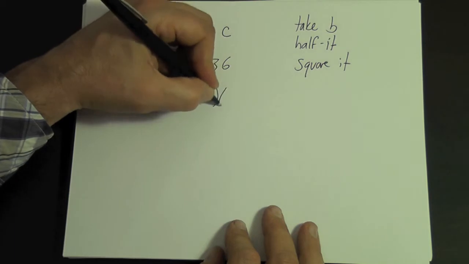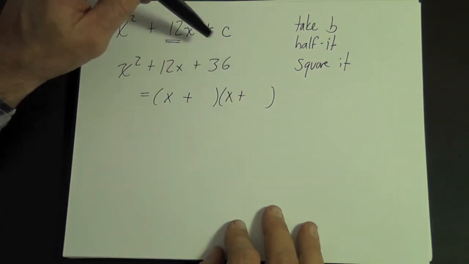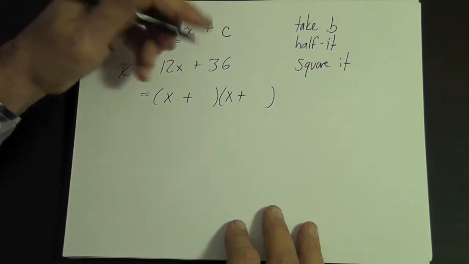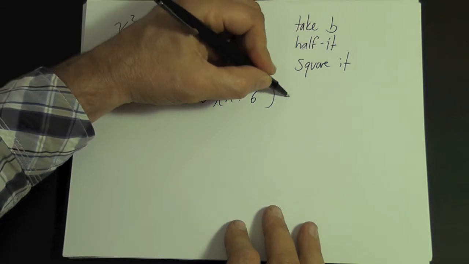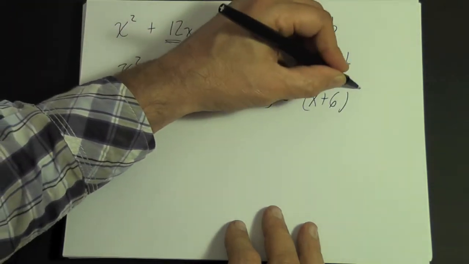Let's check it. We have x plus and x plus, right? If this is a plus and this is a plus, we have two pluses here. What two numbers multiply to 36 and add to 12? 6 and 6. So you can say x plus 6 times x plus 6, or more simply, x plus 6 squared.